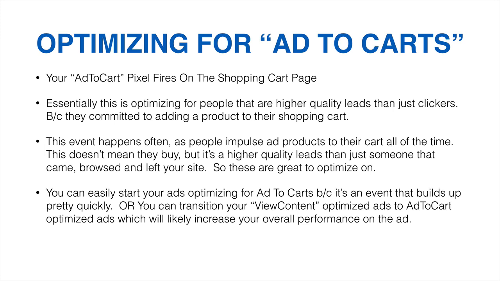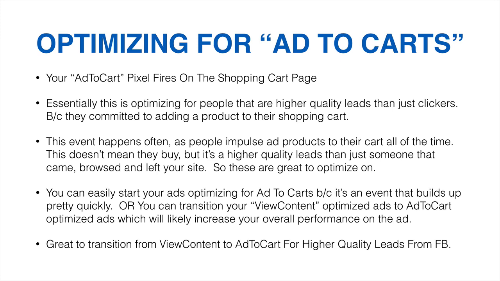So in other words, if you have some ads that are currently running and you told Facebook, hey, show this ad to people that are more likely to actually click on the product, you can transition that and create a new ad for the same product, but say, hey, now that I've got some data and I've been running this for a little while, let's go up to the next tier and let's start optimizing this ad for people that are more likely to add a product to the shopping cart. So you can transition from view content to add to cart for higher quality leads from Facebook, okay? So this is kind of like phase 2, step number 2.